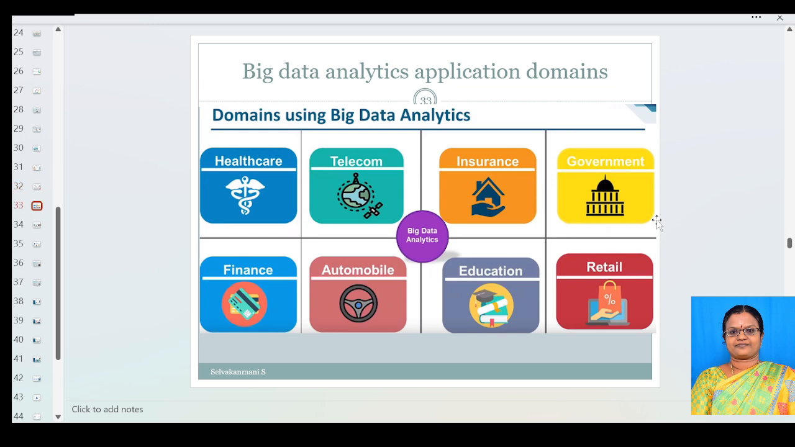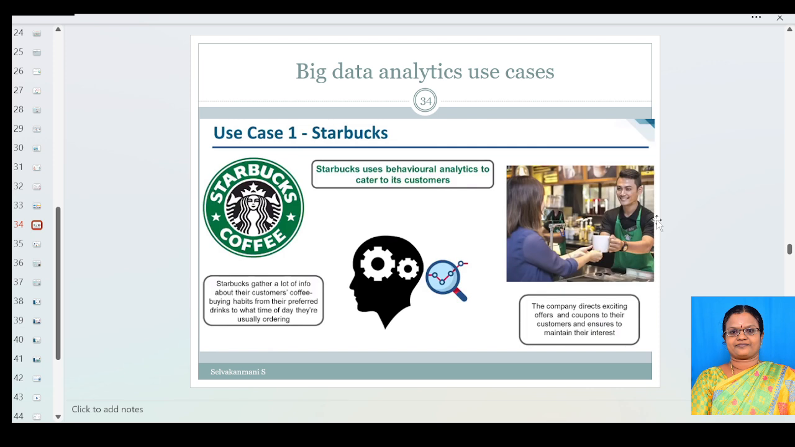So what are the domains which apply big data analytics? Domains using big data analytics include healthcare, telecom, insurance, government, finance, automobile, education, and retail. So let us see some use cases where big data analytics has been used. Use case number one, Starbucks. Starbucks uses behavioral analytics to cater to its customers.